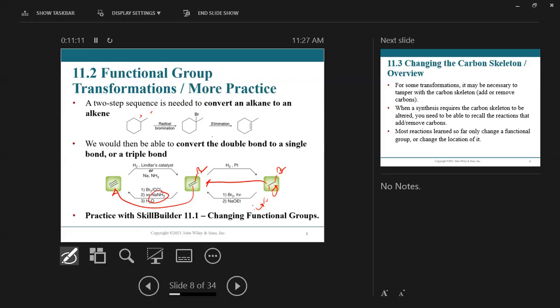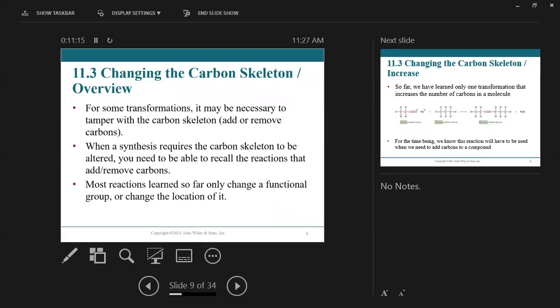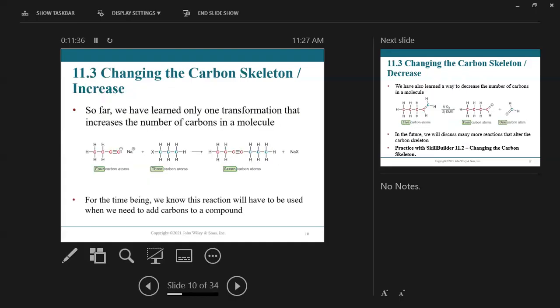All right. I just want to give you some time to think about that. That's why I'm taking my time. So for some transformations, it may be necessary to tamper with the carbon skeleton, add or remove carbons. When a synthesis requires a carbon skeleton to be altered, you need to be able to recall the reactions that can add or remove carbons. Most reactions learned so far only change a functional group or change the location of it. So what they're saying is, you need to pay attention.